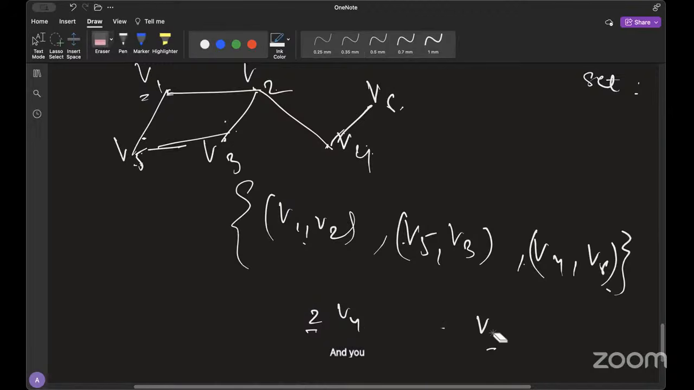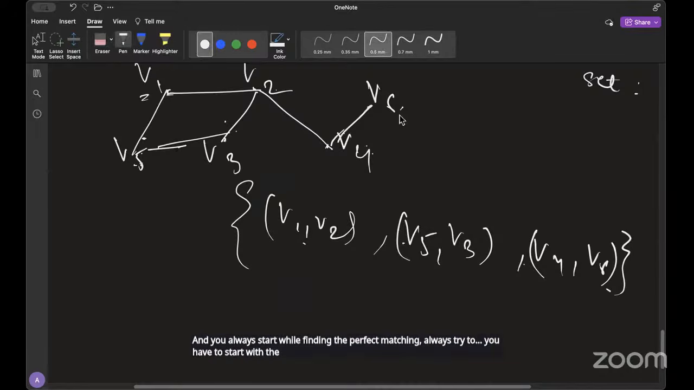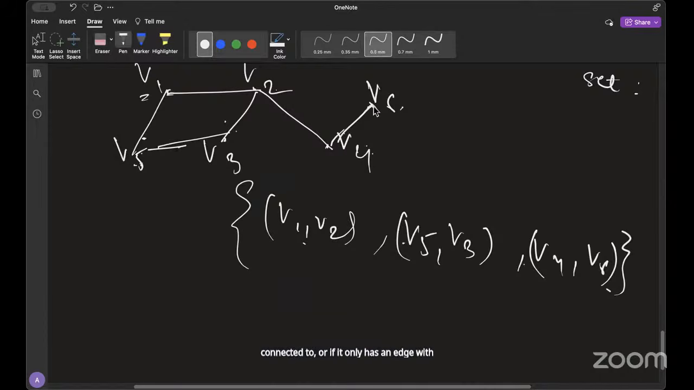And while finding a perfect matching, you always start with the vertex which is mapped to just one vertex. If it only has an edge with one vertex, like this one, then you should start with this one. Because V4 has two choices, but V6 only has one choice, V4. So this edge has to be in the set of perfect matching.